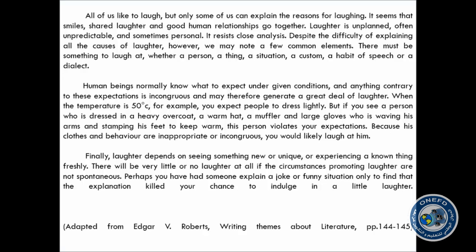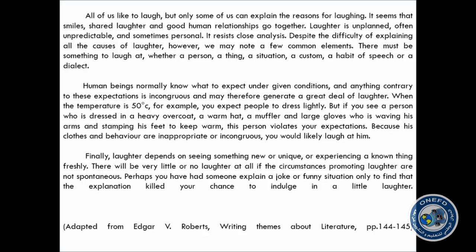So finally, laughter depends on seeing something new or unique, or experiencing a known thing freshly. There will be very little or no laughter at all if the circumstances promoting laughter are not spontaneous. Perhaps you have had someone explain a joke or funny situation only to find that the explanation killed your chance to indulge in a little laughter.